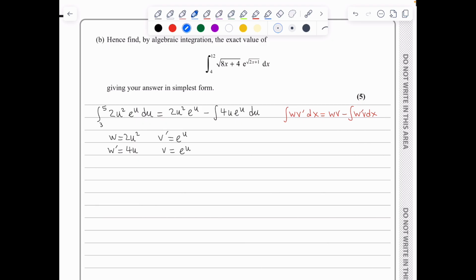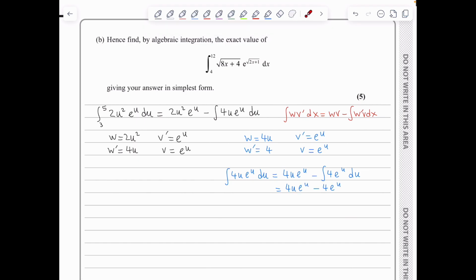So I will apply integration by parts again here. So I will be setting this time w to be 4u and v dash to be e to the u. So w dash is 4 and v is e to the u. This means that the integral of 4u e to the u du is equal to 4u e to the u minus the integral of 4e to the u du, which gives me 4u e to the u minus 4e to the u. I'm not going to put the constant of integration here. There is no need because this is a definite integral. I will be applying the limits.